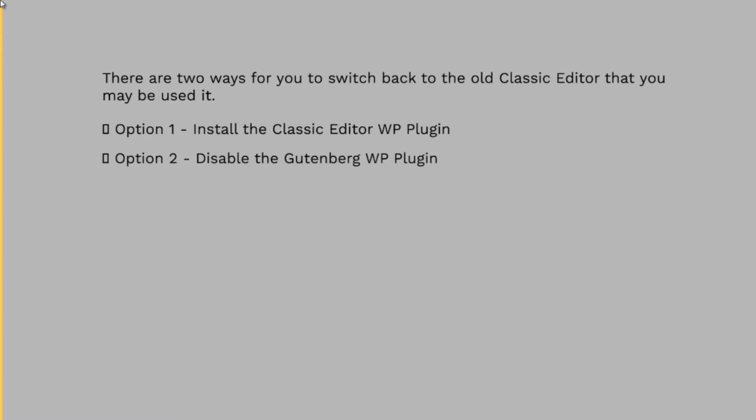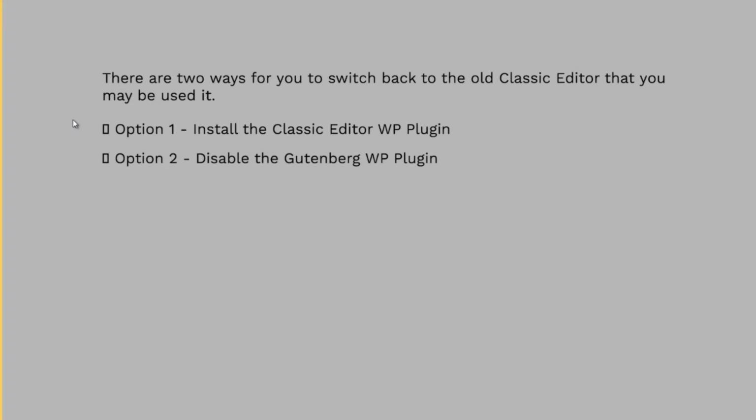There are two ways for you to switch back to the old classic editor that you may be used to. Option one is to install the Classic Editor WordPress plugin. And option two, you can disable the Gutenberg WordPress plugin. Now, bear in mind that option one is what most of you are going to implement.